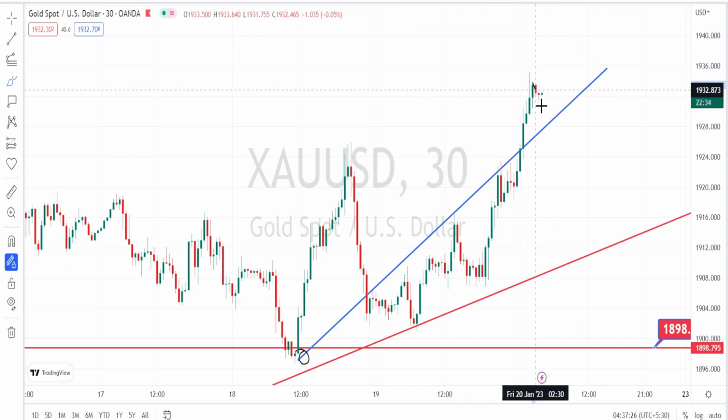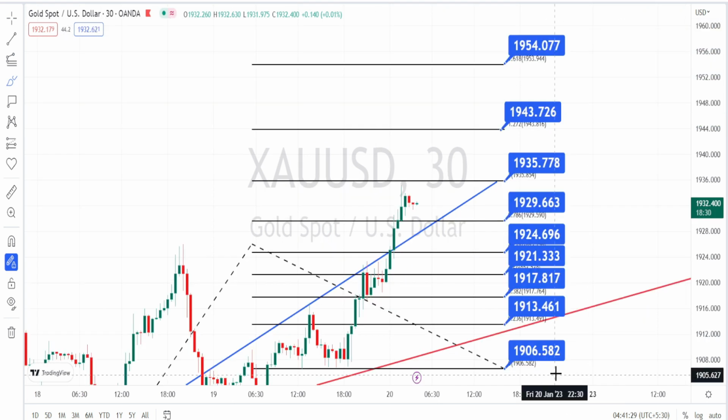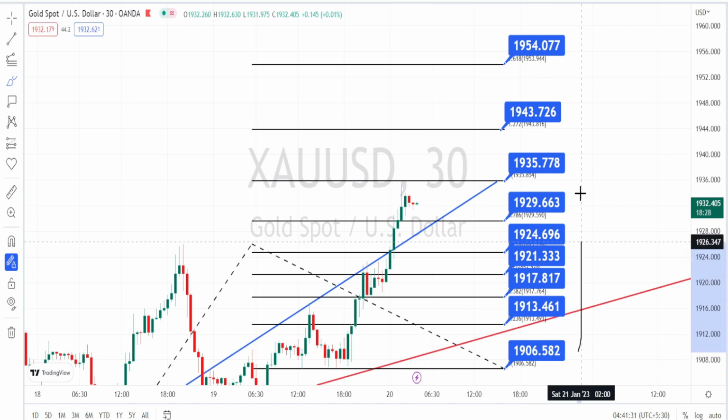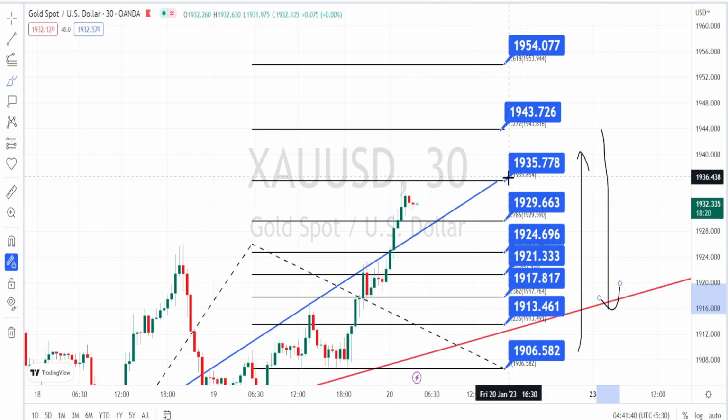And the current trend of the price action is still in a bullish trend in 30 minutes time frame also. So the values within these blue color boxes are the resistance and support levels for current price action in 30 minutes time frame. Currently the price action is trading between the resistance level of 1935 and support level of 1929.